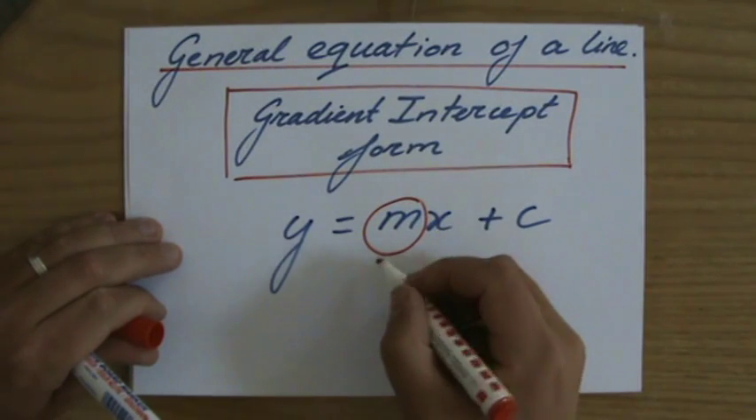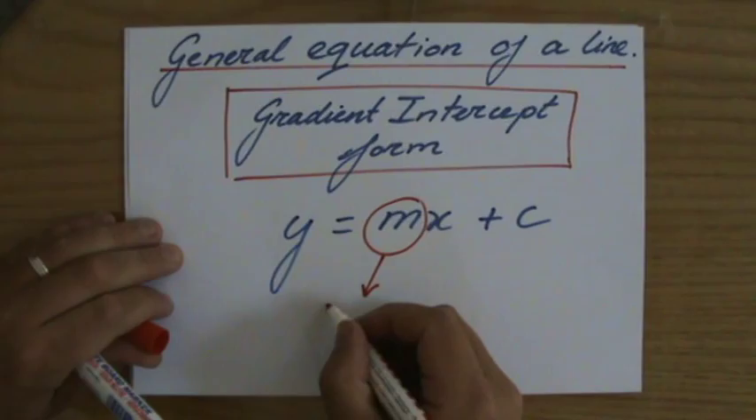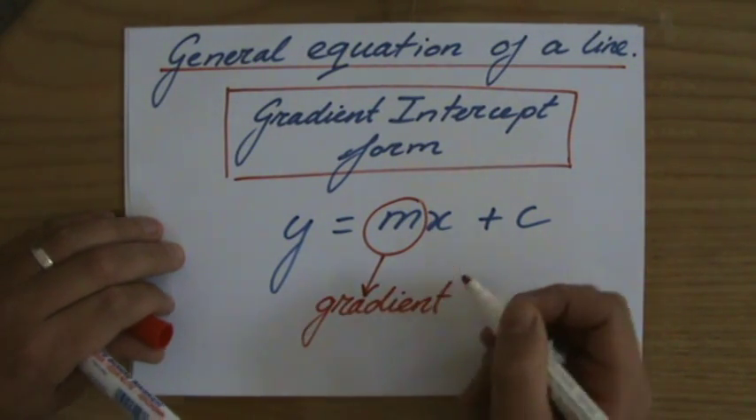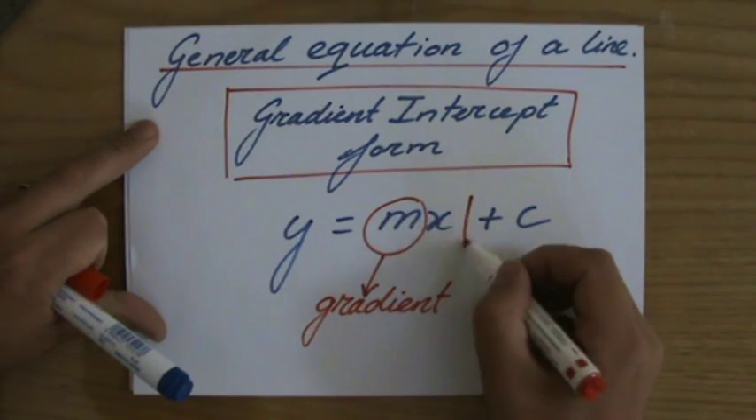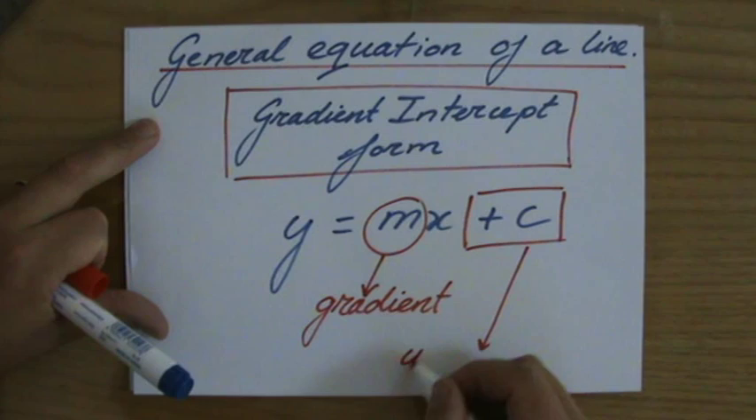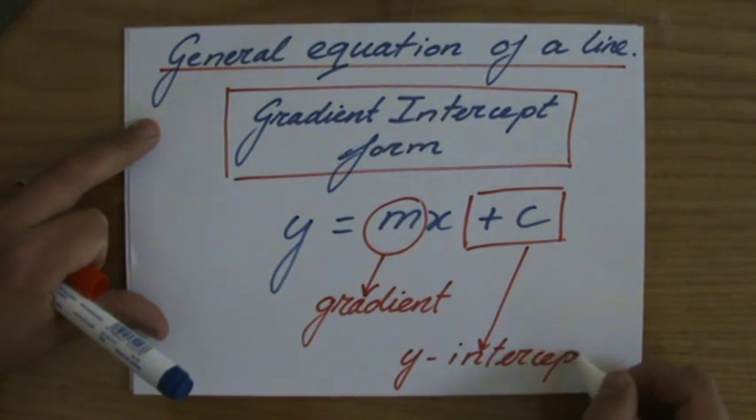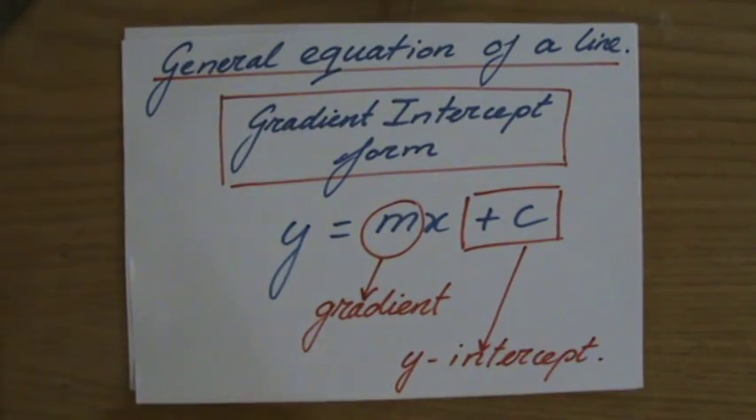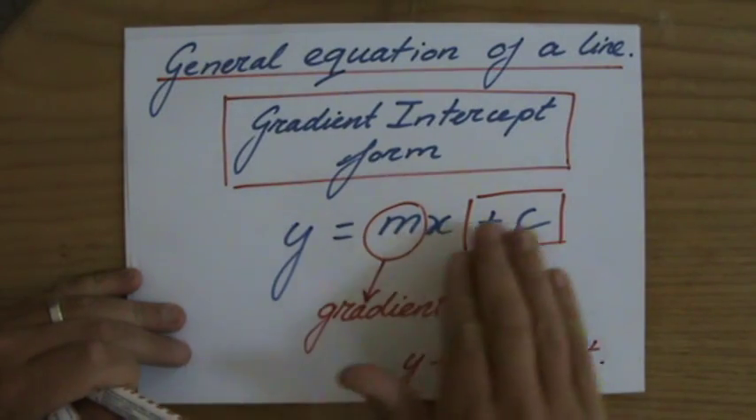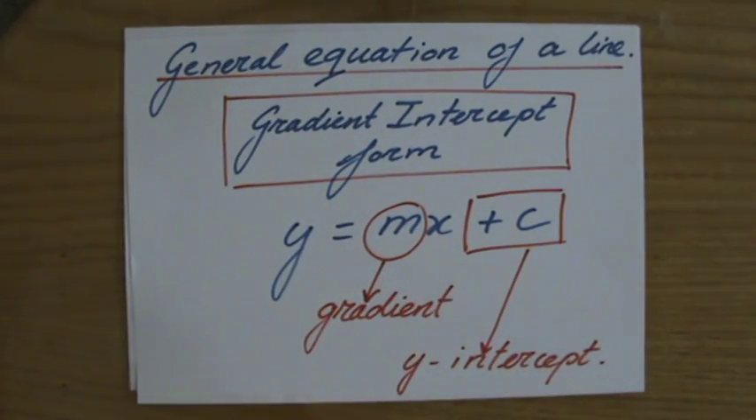But as long as you understand that the coefficient, m in this case, of your x is the gradient of your line, the steepness of your line, and that constant there at the end, your number, is the y-intercept, where it intersects with the y-axis. Okay, that's why we call it the gradient-intercept form: y equals mx plus c, where m is the gradient and c is the y-intercept.